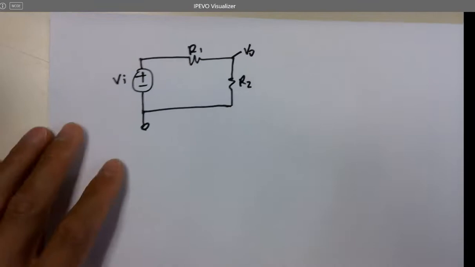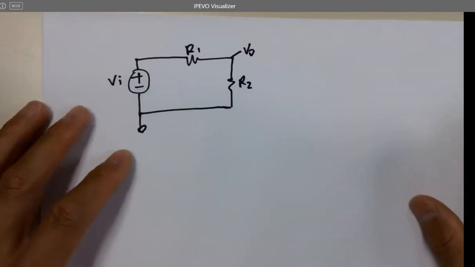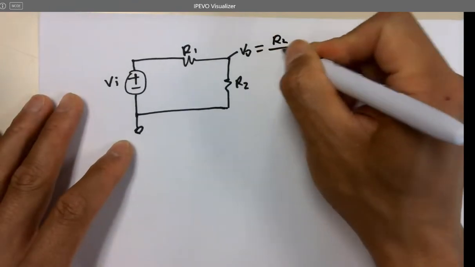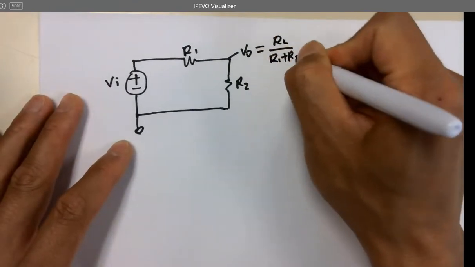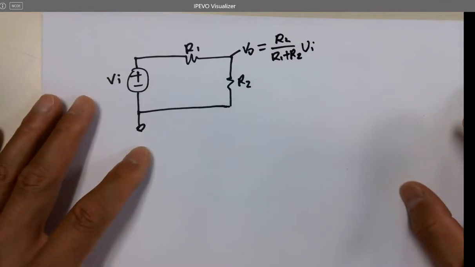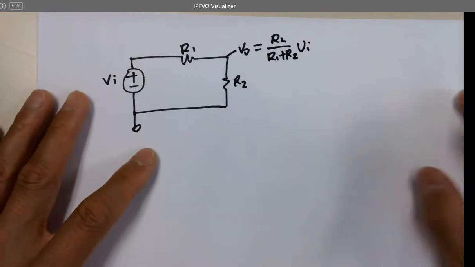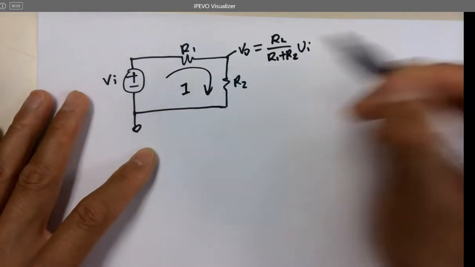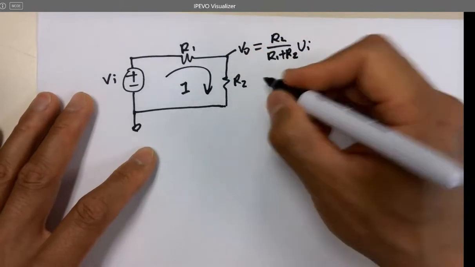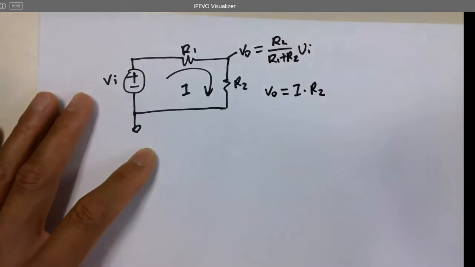If I ask you to derive V out on the quiz on Friday, how to do it? How many currents do you have in the circuit? One, and the name is I. Okay. And VL equals I times R2. Any questions on that?